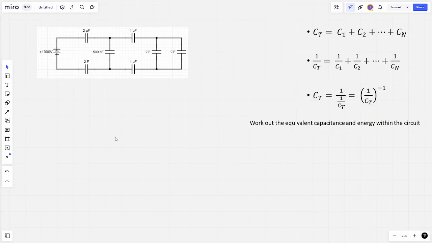Hi everyone and welcome back to another video. In this session we're going to be working out the equivalent capacitance of this circuit and the energy within the circuit. So to begin with, let's look at a few rules.